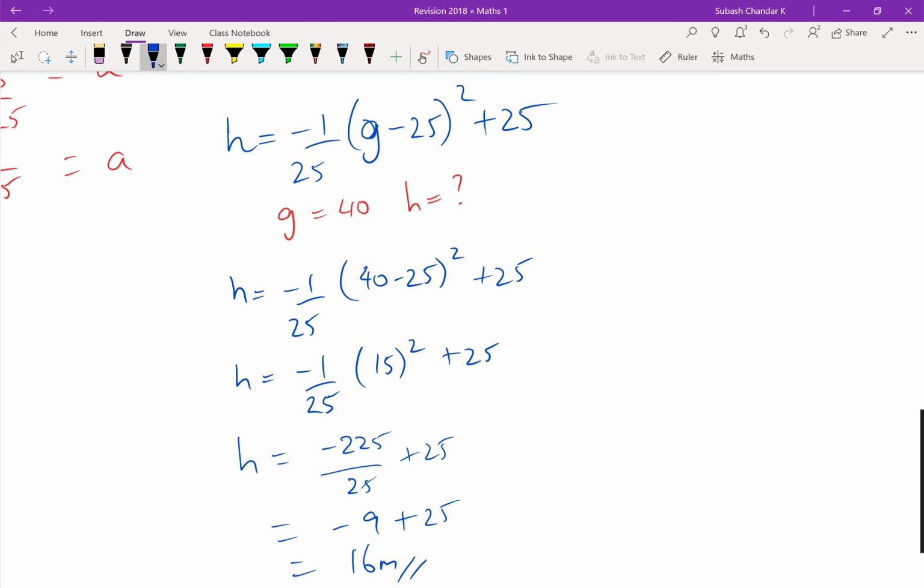Okay, that's a yes from one person. So is he going to make the shot? Yeah, because we said the height was 3 meters. He's actually got 16 meters, so it's well above it.